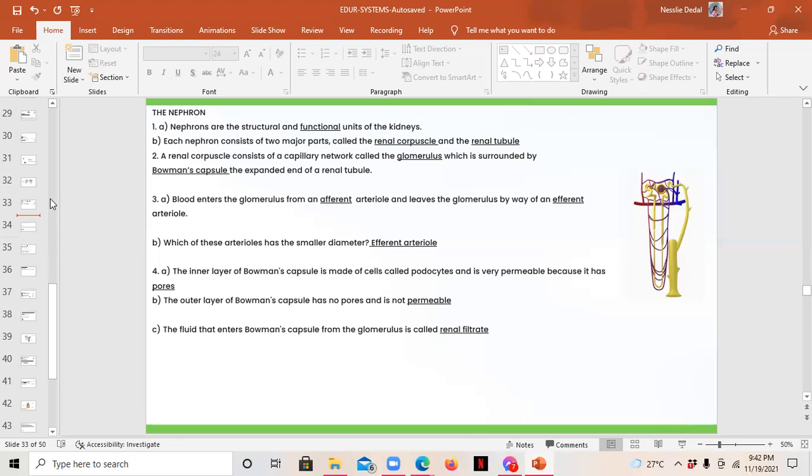Number 4A. The inner layer of Bowman's capsule is made of cells called podocytes and is very permeable because it has pores. Letter B. The outer layer of Bowman's capsule has no pores and is not permeable. Letter C. The fluid that enters Bowman's capsule from the glomerulus is called renal filtrate. Next slide, please.